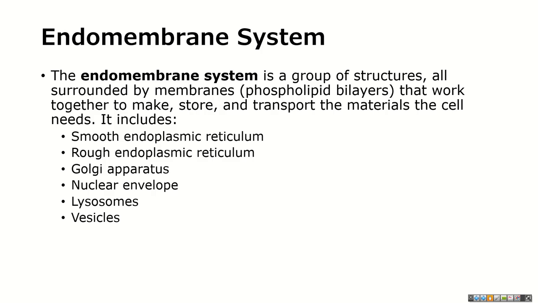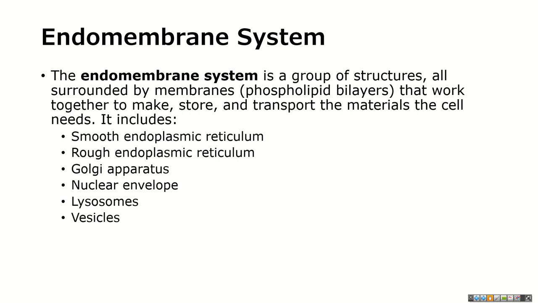So the endomembrane system, like I said, is a group of structures. These are all organelles, so they are all surrounded by membranes. Those are phospholipid bilayers. They're all going to work together. They each have a different job, but they're going to work together to make a bunch of different kinds of things and then transport those things, putting them in a form that can be transported around the cell.